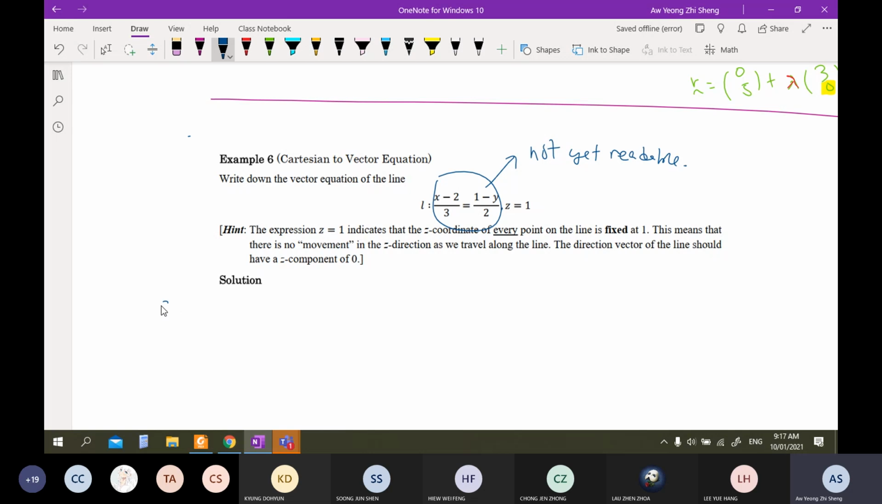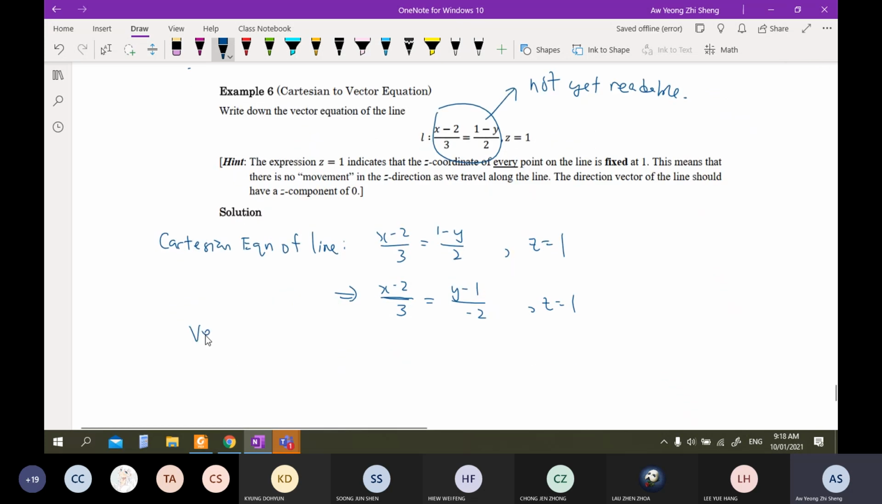Okay. So let's write the Cartesian equation. Convert it to readable form first. x minus 2 over 3 equals 1 minus y over 2, z equals 1 just written separately. Okay. x minus 2 over 3, there's no need to rearrange. This one you have to rearrange to y minus 1 over minus 2. Yeah, then only it becomes readable. Then you say the vector equation is r equals a vector plus lambda times a vector, and lambda in R.